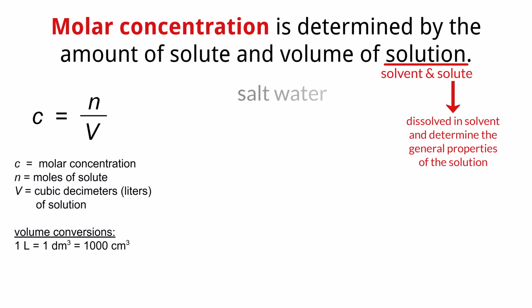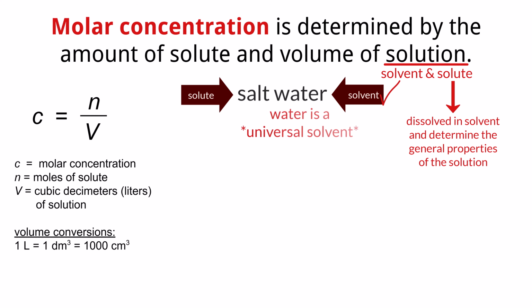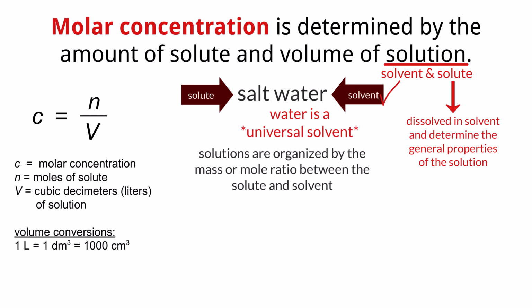For example, salt water is a solution consisting of a solvent, water, and a solute, salt. While the solvent is usually the major component of a solution, water is always considered the solvent of a mixture even if it is a smaller component of the solution. This is because water is a universal solvent. It can dissolve more substances than any other liquid due to its chemical and physical properties. Qualitatively, we organize solutions based on the mass or mole ratio between the solute and the solvent.